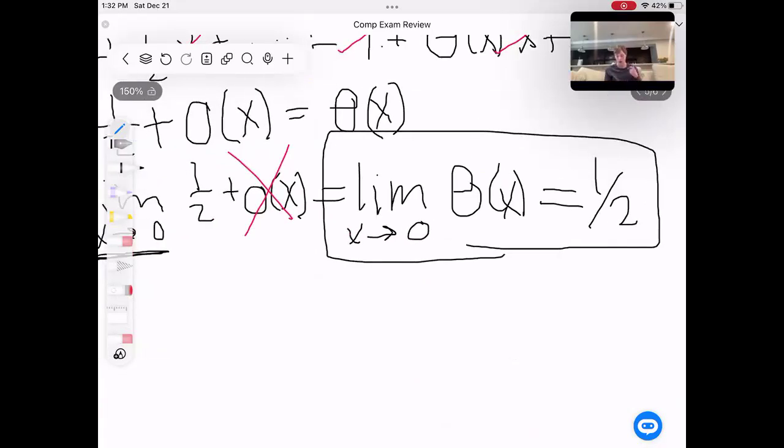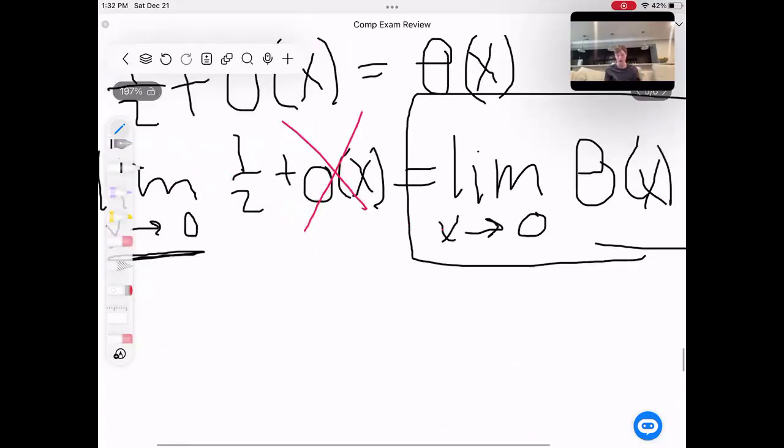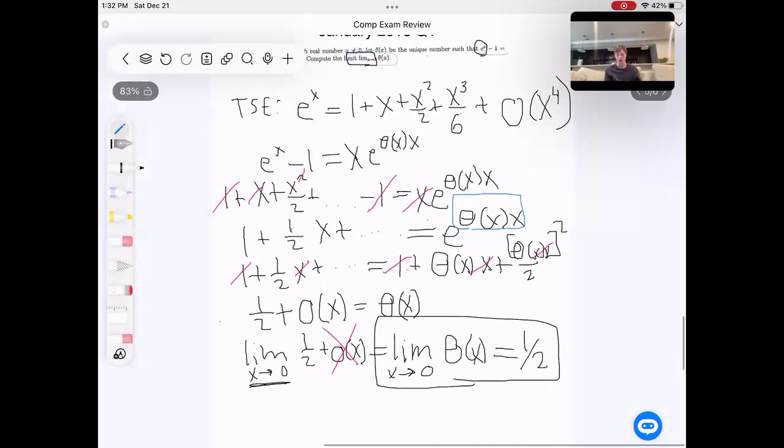So I want to show you quickly what my original function looks like on Desmos and show you that, yes, the limit is indeed going to be 1/2. So bear with me for a second.